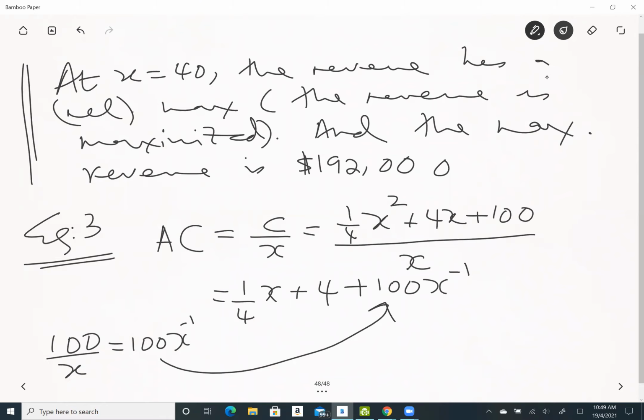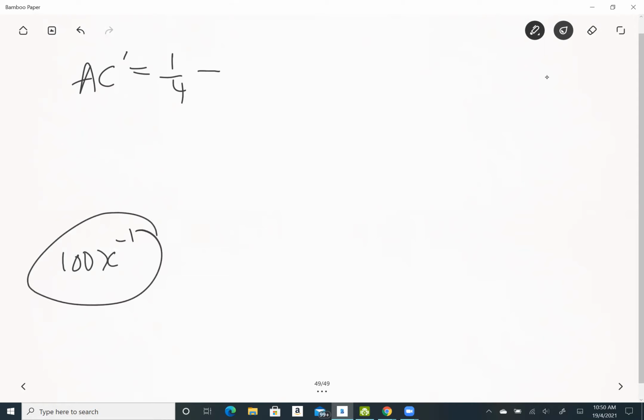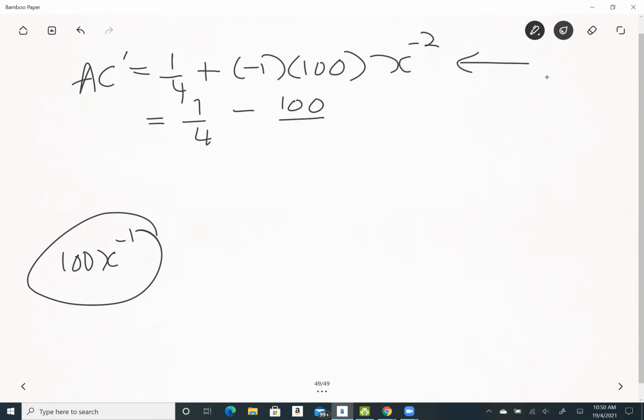the first derivative of the cost function. So nothing difficult here. So AC prime is equal to what? You take the derivative of the first term, you got 1 over 4 x, that will be 1 over 4. The second term is the constant, that will be zero. The third term, you got 100, x to the power of minus 1. So you differentiate this term here. What do I get? You get negative 1 multiplied by 100, and then x, you reduce the power by 1, that becomes what? Negative 2. So make sure you do this before you bring the x to the bottom. And that will be equal to 1 over 4 minus 100 over x squared.